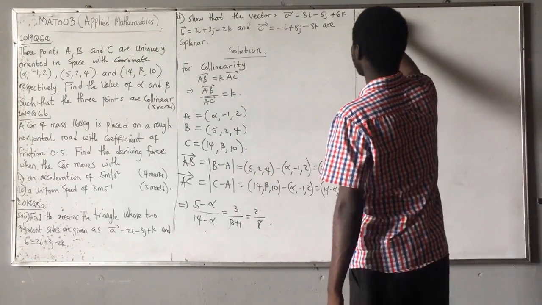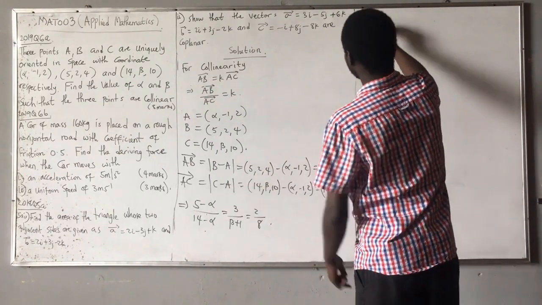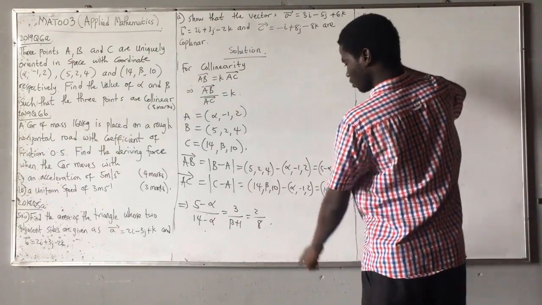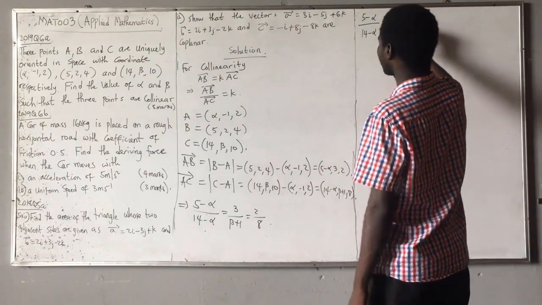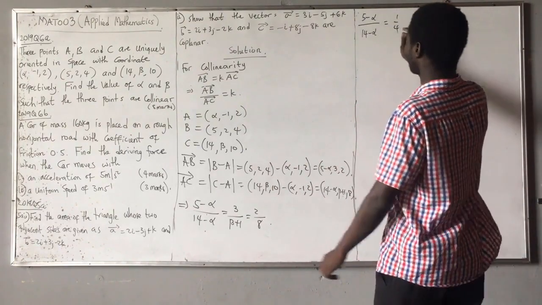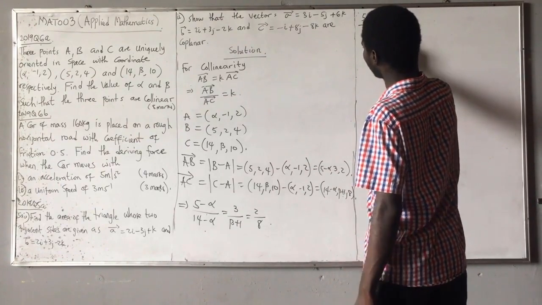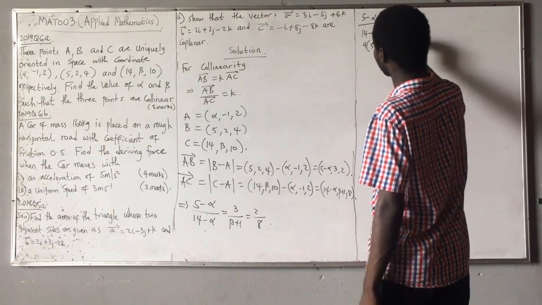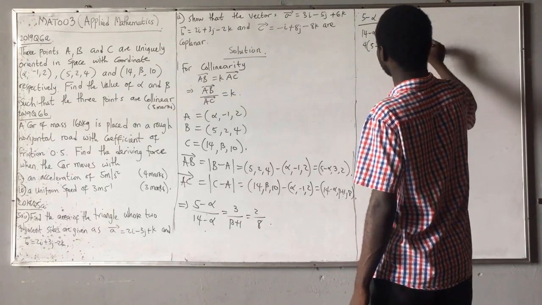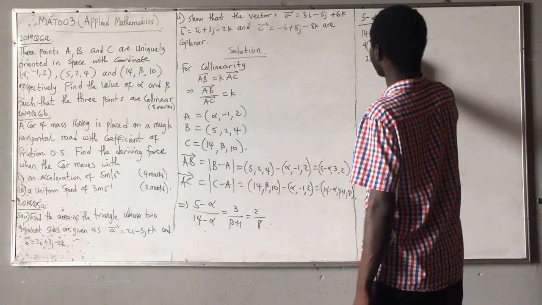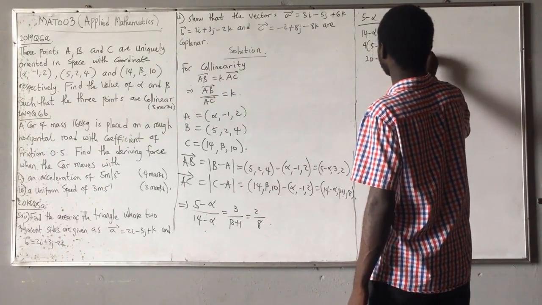We have (5 minus alpha) all over (14 minus alpha) is equal to 2 over 8. 2 over 8 is 1 over 4. Cross multiply. 4 will multiply all of this one, and 1 will multiply all of 14 minus alpha. This is 20 minus 4 alpha equals 14 minus alpha.